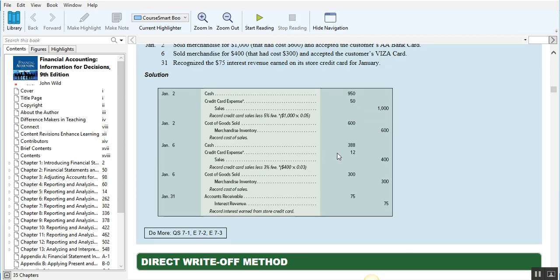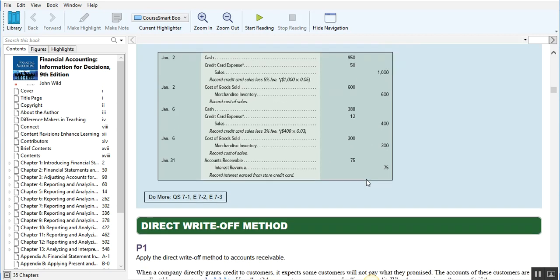Likewise, if we sell here a credit card sale again, we show the credit card expense, the total sale, and the net cash that we're going to get. We also debit cost of goods sold and credit merchandise inventory based on the cost for those items. The thing with interest earned on store credit cards, we're going to record the interest as receivable in accounts receivable every month as we go.